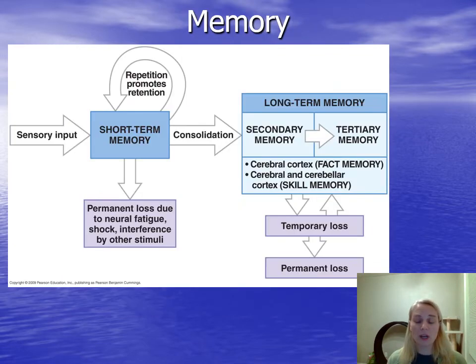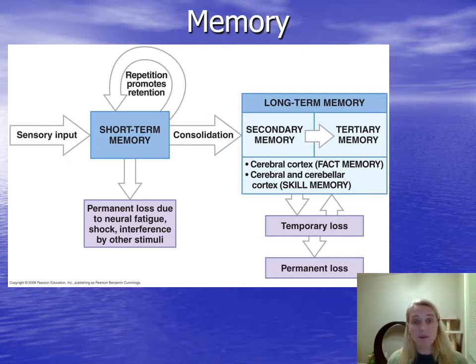So the first thing we're going to take a look at in the higher order functions is memory, which for A&P students is a big deal. It's a big part of your learning and going through this course. So hopefully this may help you improve your memory by looking at how memory actually works.